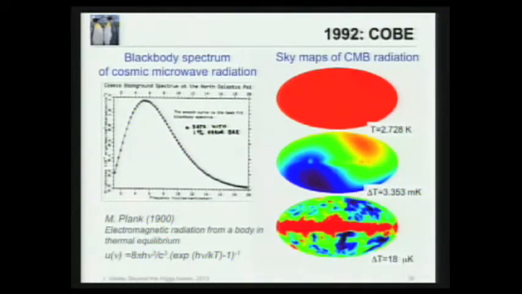Now I subtract this structure, and what remains is this. So there remain fluctuations of microkelvin, 18 microkelvin. So we are at the level of 10 to the minus 5 in fluctuation. So these measurements are really very precise. It's astonishing. And I see here this band.